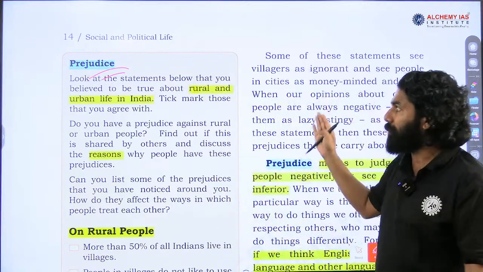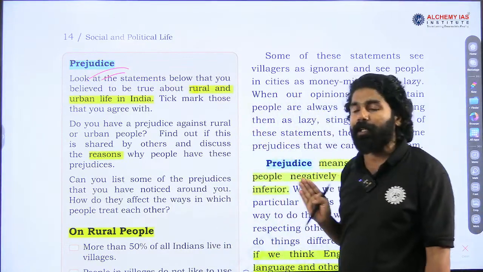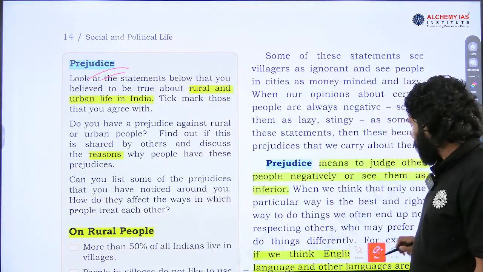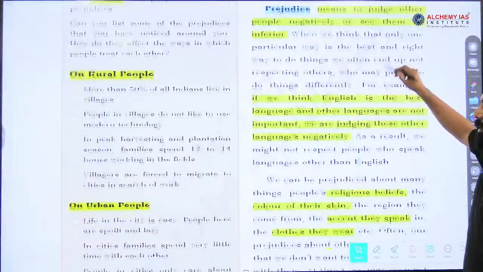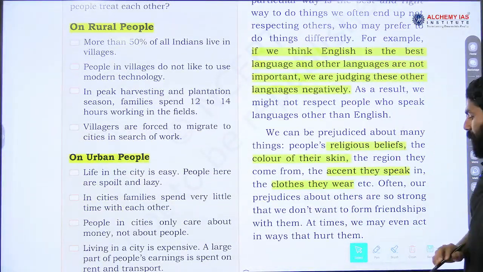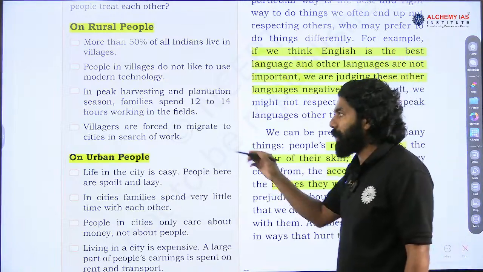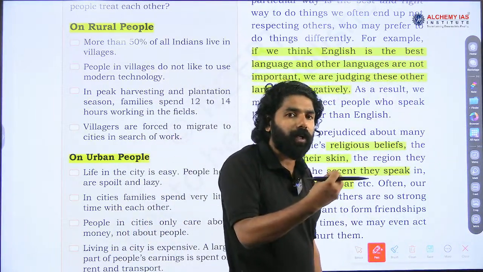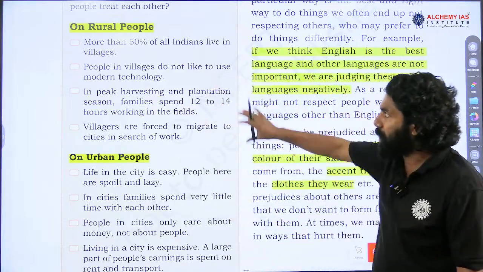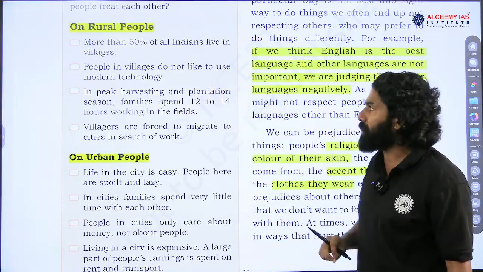So the rural life and the urban life, taking an example in the Indian context. This chapter also gives certain example statements, where we make our own judgments or opinions about people residing in rural or urban areas. So we can go through the statements given in this NCERT chapter.